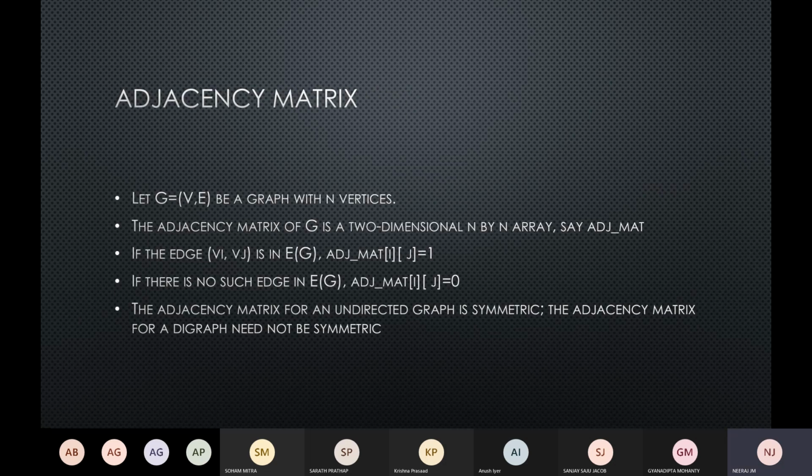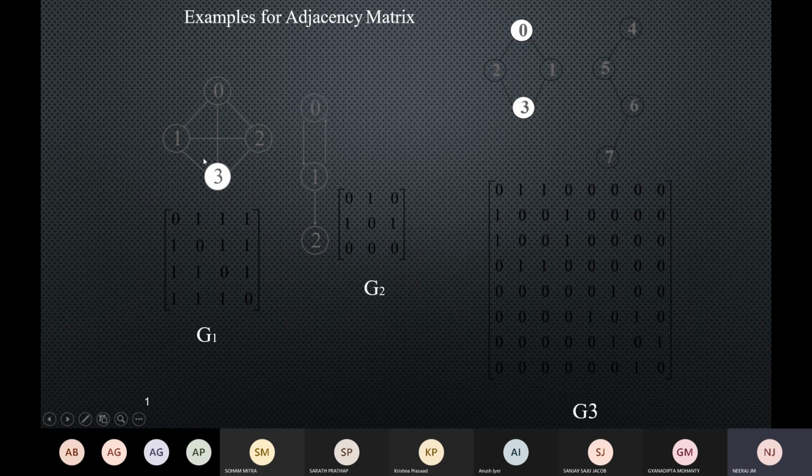An adjacency matrix is as simple as this. Let G be (V, E), where V is the vertices and E is the edges. So it's as simple as this. If there's an edge connecting two vertices, it's 1, or if there's no connection between the two vertices, it's 0. As simple as that. So if you take this example, I don't know if this is visible or not. Tell me if it's not visible for you guys. So if you see, let's take this as 0, 1, 2, 3.